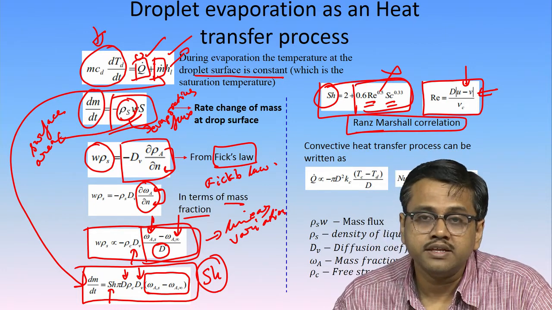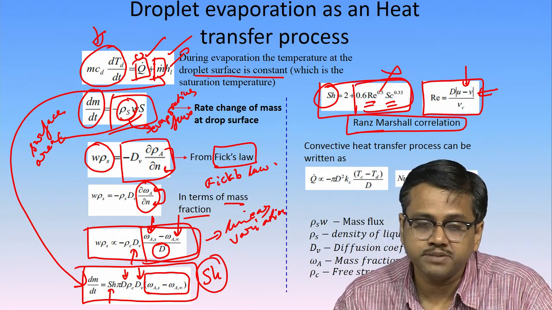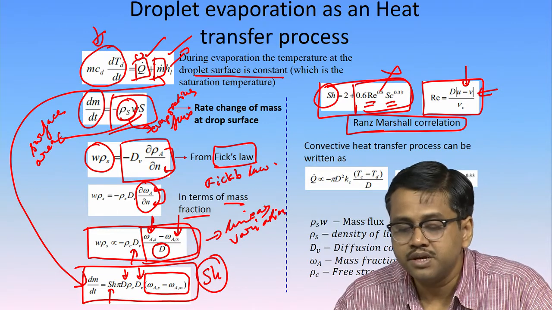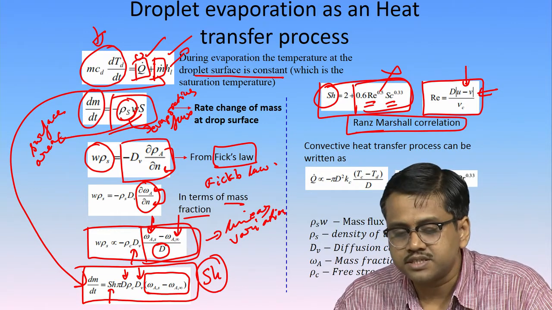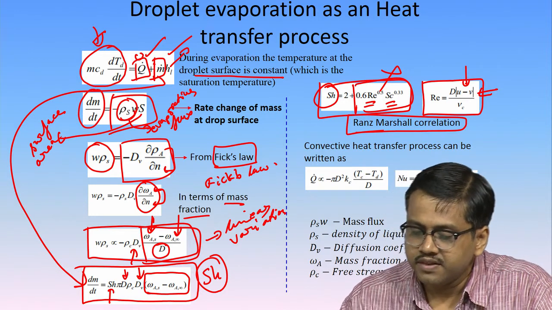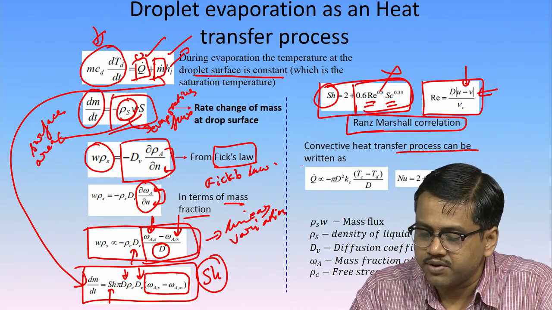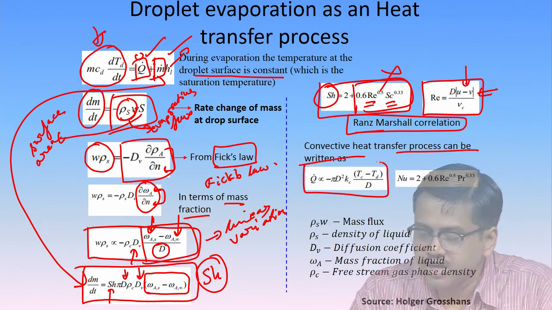You can see that it actually enhances the mass transfer, which is kind of obvious. We told you earlier that this Sh is basically like a flux term, so it gets enhanced. The convective heat transfer process can therefore be written as Q dot is equal to this.